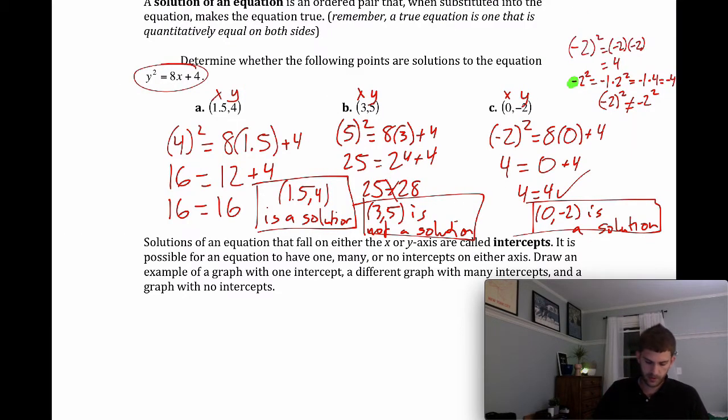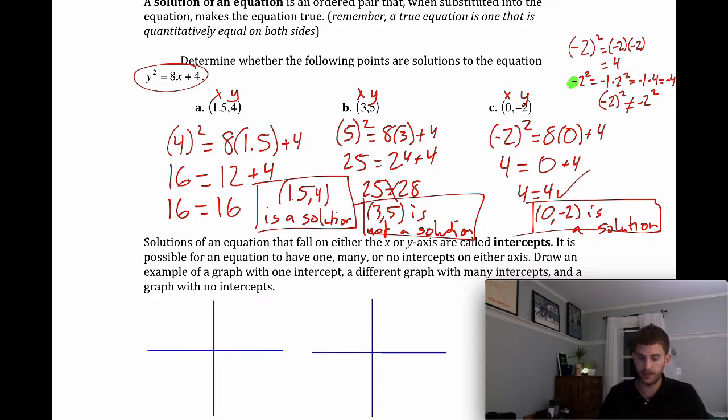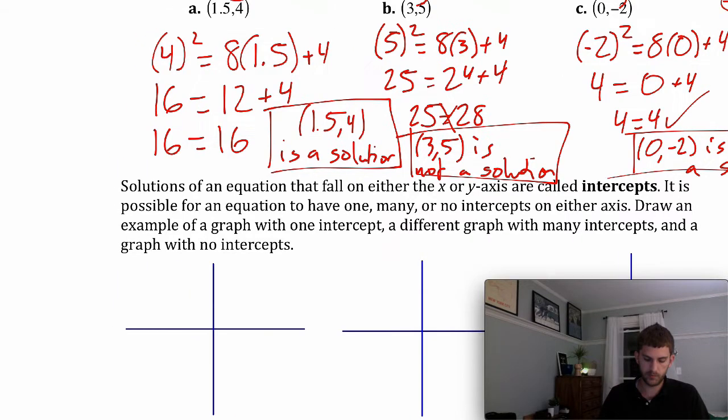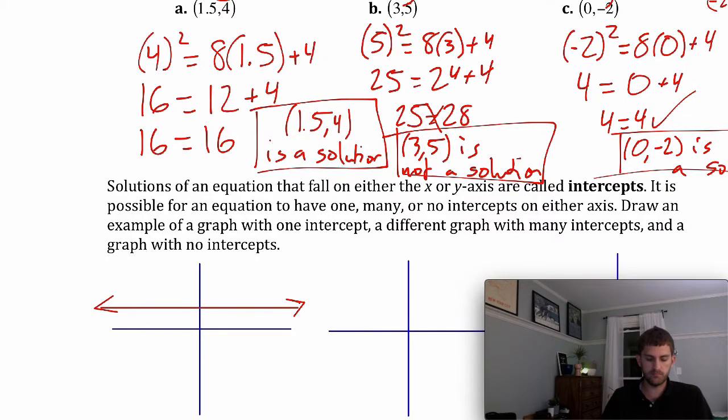So for example, a graph, let me draw the axes in blue. I'm going to draw three different graphs here. Let's start with the first one. Let's draw a graph that has only one intercept. How about a horizontal line? A horizontal line has one y-intercept. It has no x-intercepts.